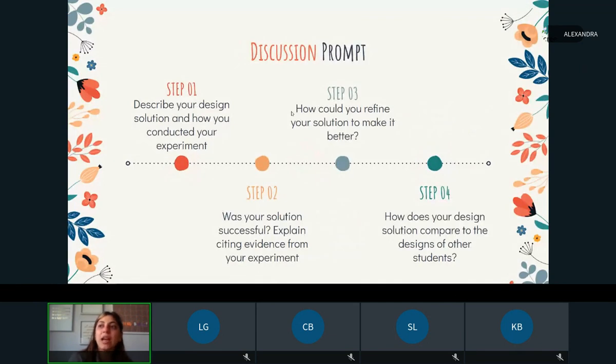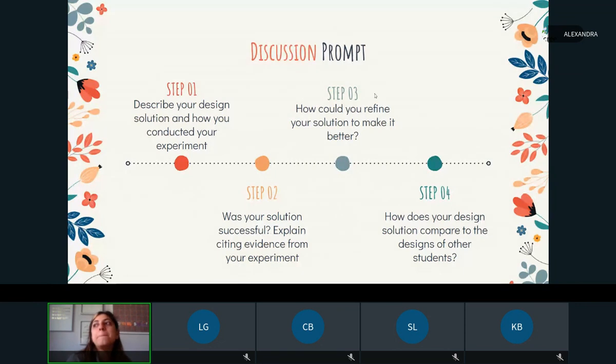You are going to describe your design solution and how you conducted your experiment. That's 1 of 4 of your discussion. Then, was your solution successful? Explain by citing evidence from your experiment. So you're going to use the data that you collected from your observations, and you're going to include that in your discussion post.